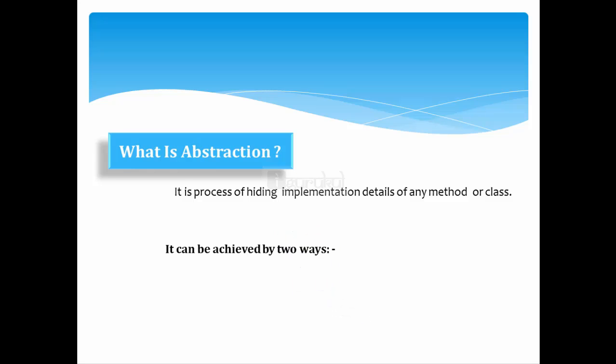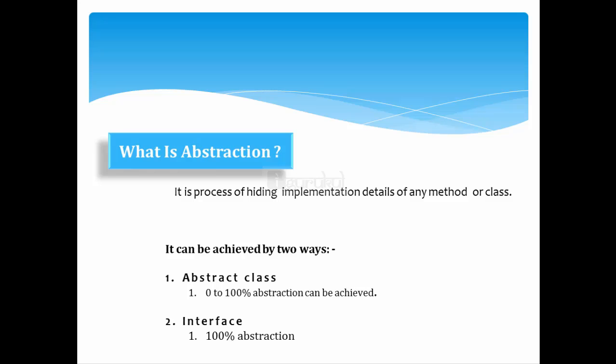Abstraction can be achieved in two ways. The first one is abstract classes. By using abstract classes, we can achieve 0 to 100% of abstraction. That means we can hide our data from 0 to 100%. And the other way to achieve abstraction is interface. By using interface, you will achieve 100% abstraction.